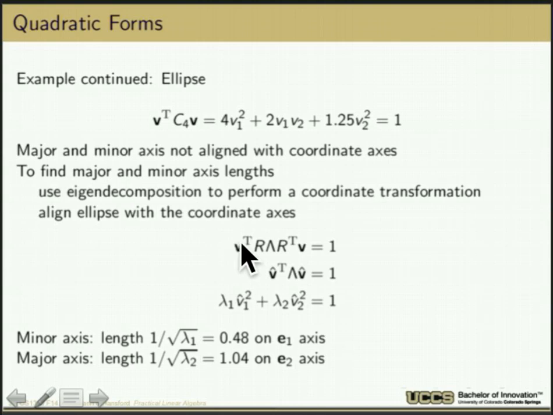Why did the R's go away? Well, because V transpose and R, we're just going to replace those because they're just the rotations. This is going to equal 1. That gives us lambda 1 V1 squared plus lambda 2 V2 squared equals 1, and it gives us the equation for the quadratic. We can then get that the minor axis length is 0.48 and the major axis length is 1.4 with respect to the E1, E2 axes.